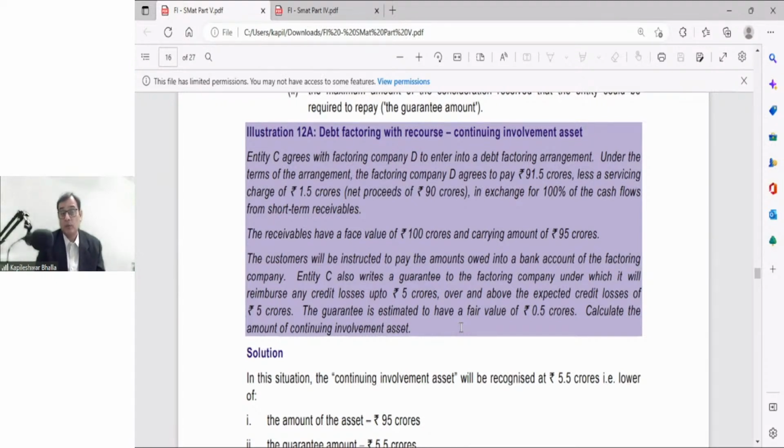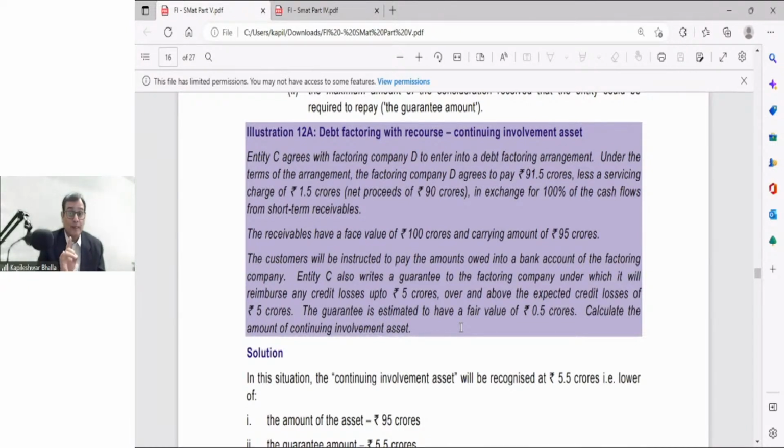Now we need to see the risk and reward. The receivables have a face value of 100 crores and a carrying amount of 95 crores, which means the book value of the trade receivable is 95 crores. The company might have already created a provision for doubtful debts to the extent of 5 crores. The customers will be instructed to pay the amounts owed into the bank account of the factoring company.